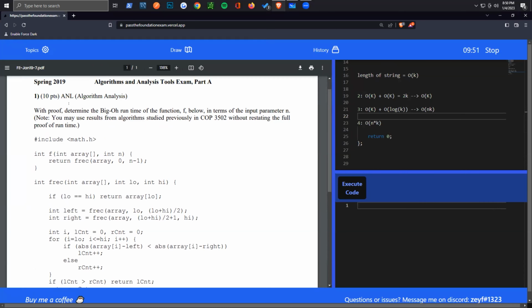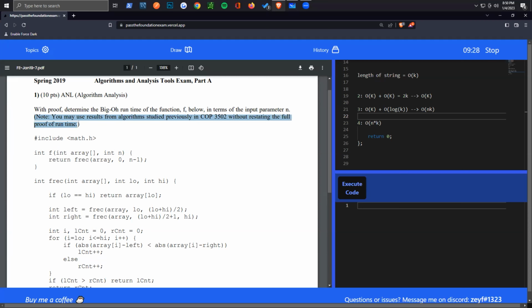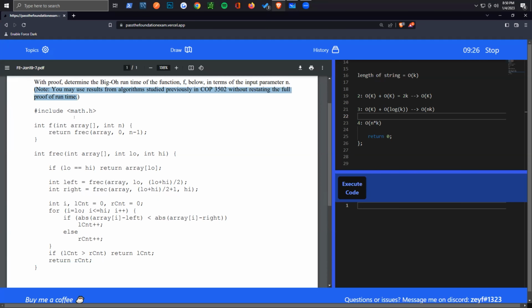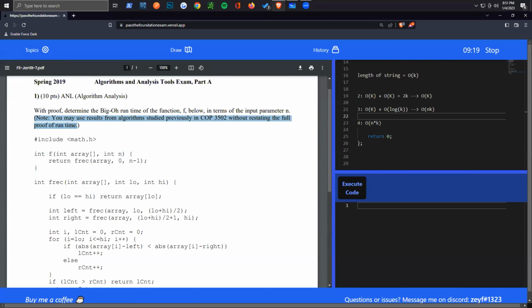Okay, so with proof, determine big O runtime of the function below, in terms of the input parameter n. You may use results from algorithms previously studied in COP 3502 CS1 without restating the full proof of runtime. So in this one, you get lucky. You can just kind of skip over details, be like, oh yeah, it's because it's similar to this algorithm. You can't just say that, but that'll get you enough points, probably 7, 8 points. So let's see what happens in the code.